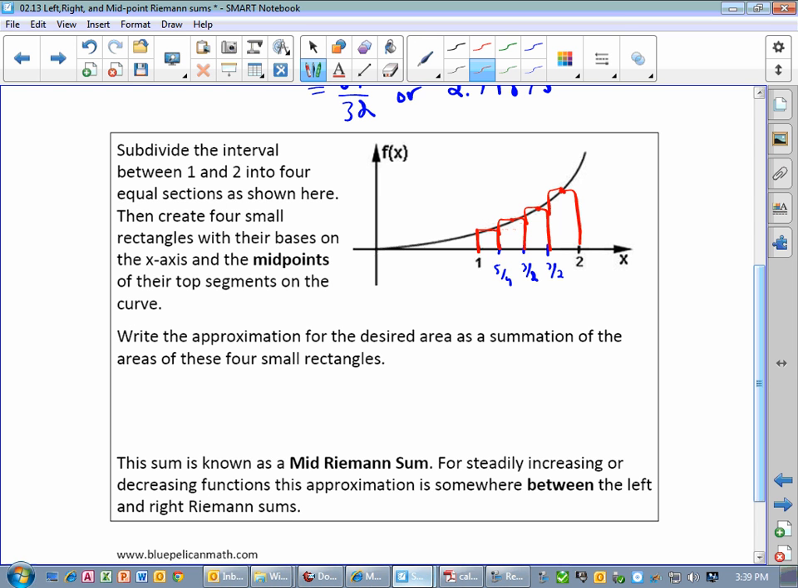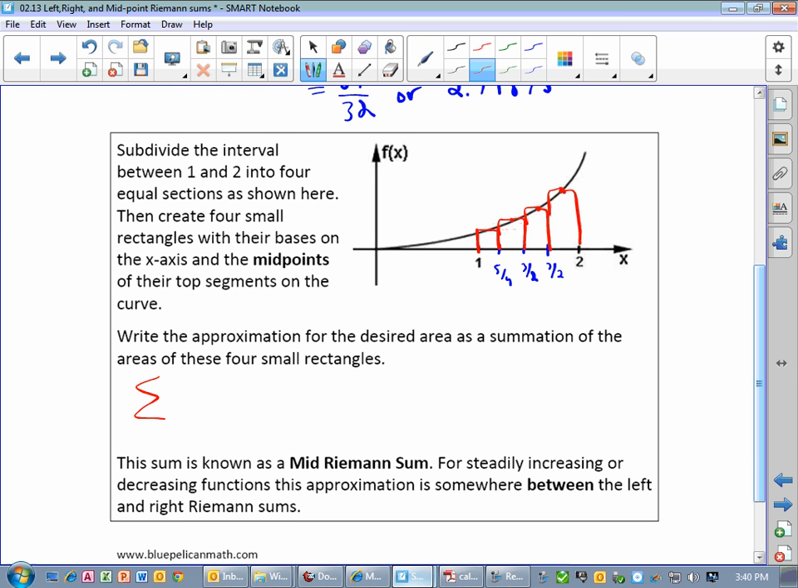Okay. Now, what do you notice about this set of rectangles now? Is it going to be an overestimate or an underestimate? So it's got some over. Does it have any under? All right, so it has some over and some under. So it's like, well, I don't know. It's going to be pretty darn close, though, now. We're actually filling in some of these gaps. Okay, so let's write the approximation.